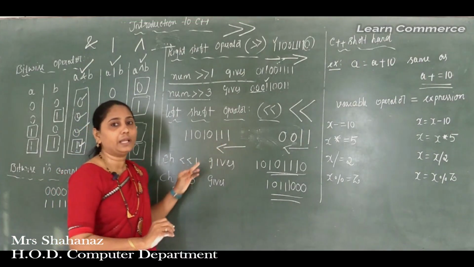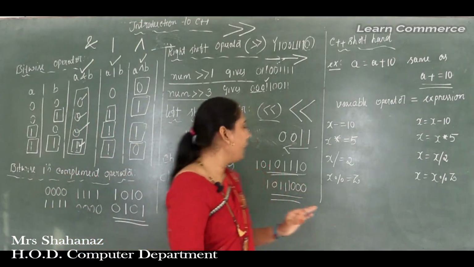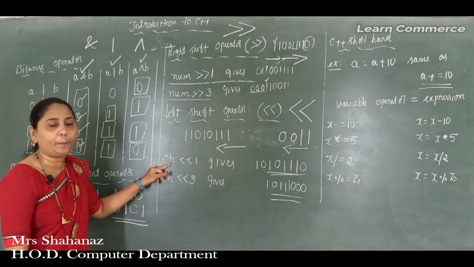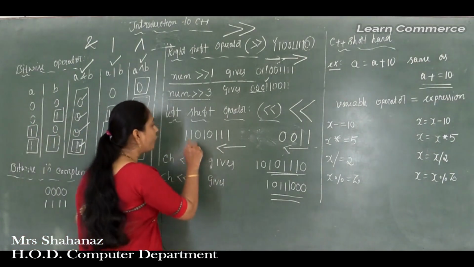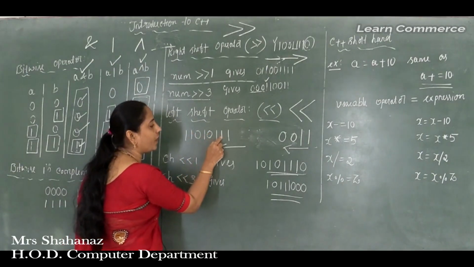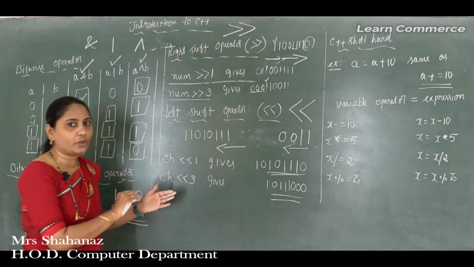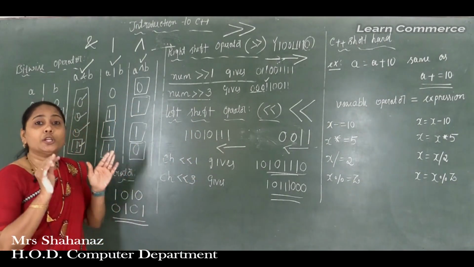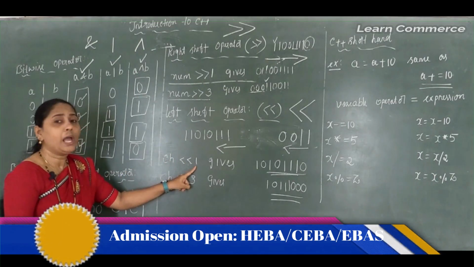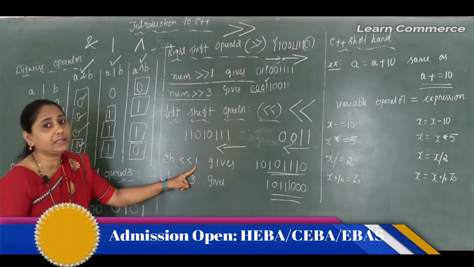Now let's take an example. If the variable ch contains the bit pattern, for example, 1 1 0 1 0 1 1 1. It is the example. By using this example I am going to show the result of the left shift operator depending on the value, maybe the 1 value or the 3 value here.